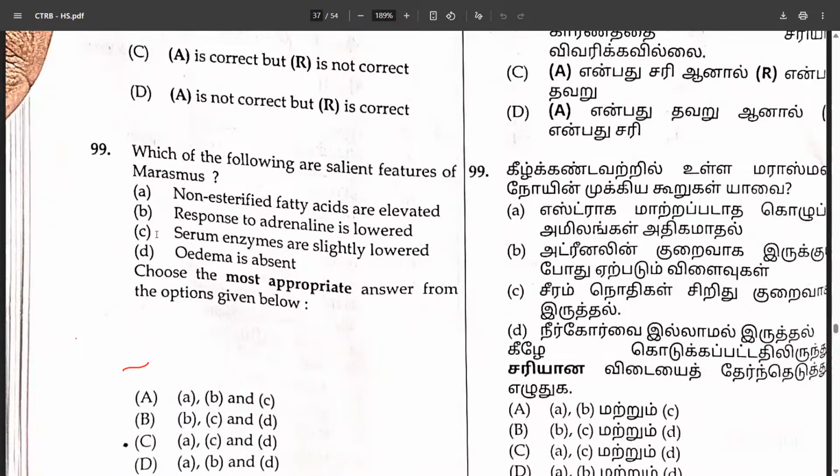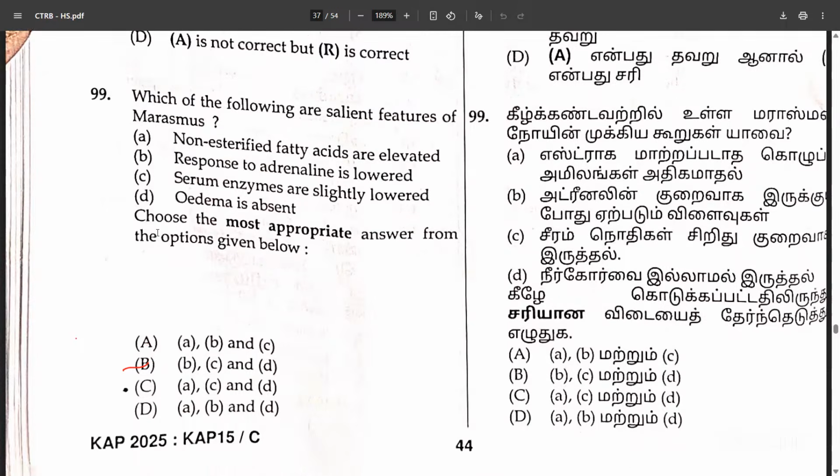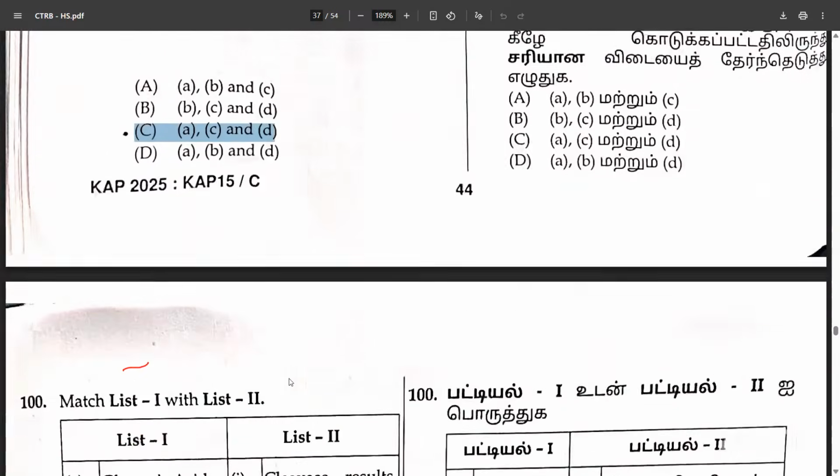Coming to the 1999 question, which is asking you the salient features of marasmus. For marasmus, they are asking: non-esterified fatty acids are elevated, response of adrenaline is lower, serum enzymes are slightly lowered, and edema is absent. So here you'll eliminate "response of adrenaline is lower", and you'll get your answer. B, A, C, and D are the correct answer, so option number C will be your answer.